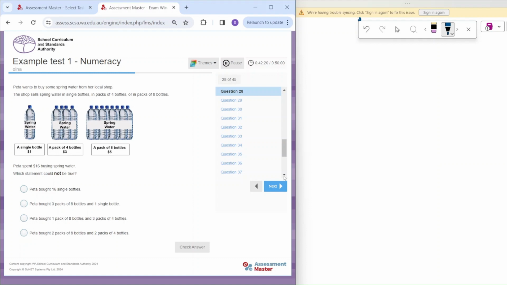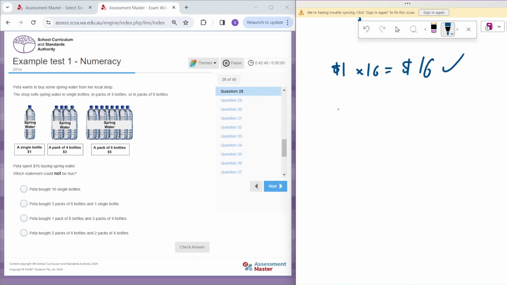Best thing we can do is go through all of them. She spent $16, has to be $16. Not less, not more, has to be $16. So let's go through and check all these answers. Peter bought 16 single bottles. Well, one single bottle is $1, and she bought 16 of them, so 16 lots of $1 is $16. So that one's correct, but we're looking for the one that's not true.